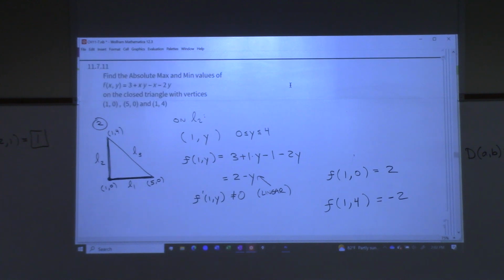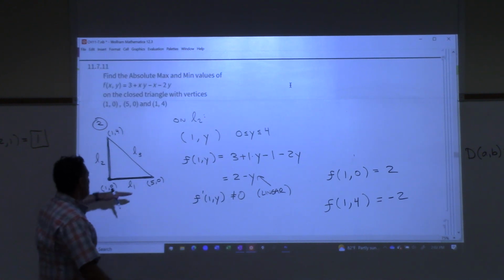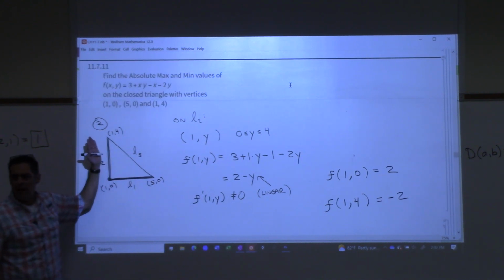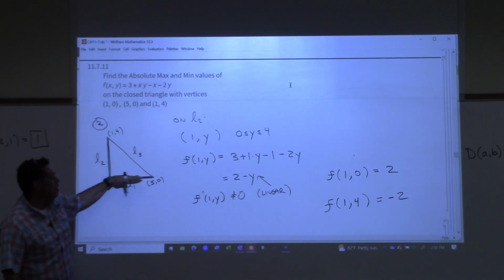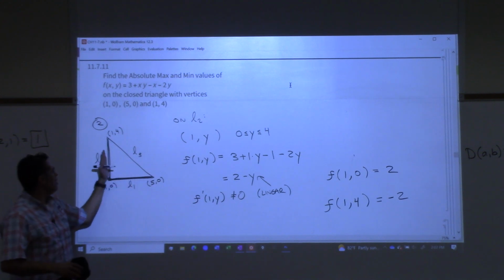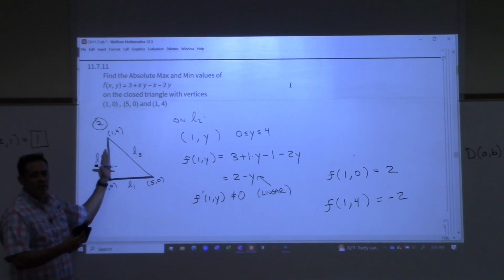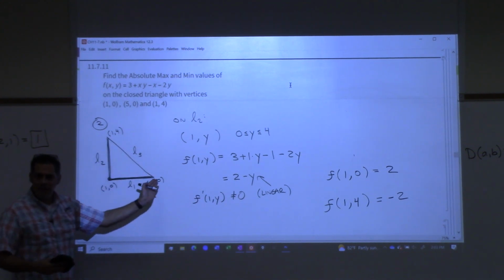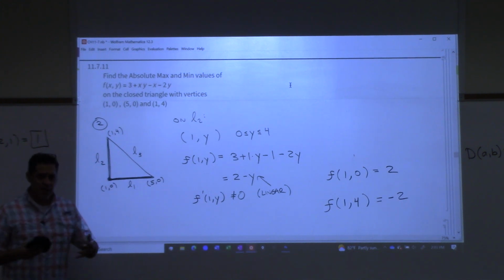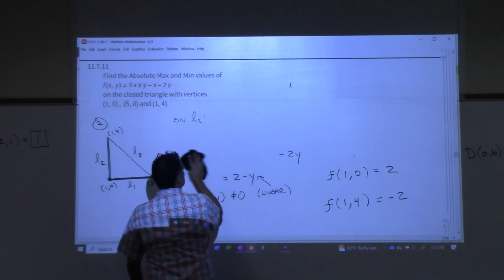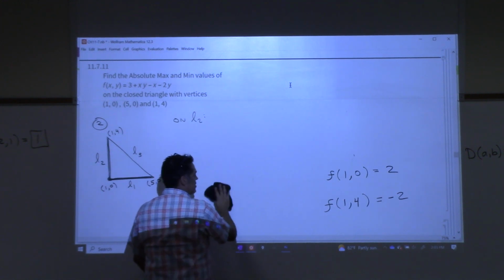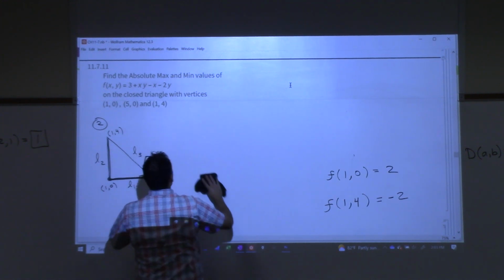The problem with L3 is that it's not a horizontal or vertical line. So you can't say that here the y was always 0, and here the x was always 1. If you're along a line like this, then the x and y depend on one another. But it's still a line. It's still a line, yes. It is a line.